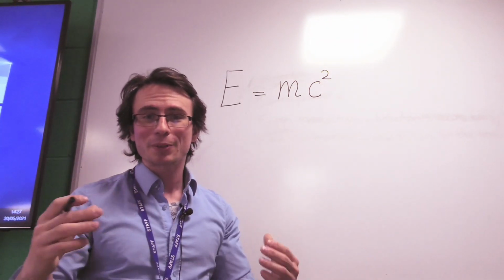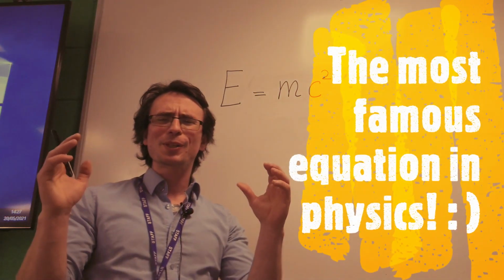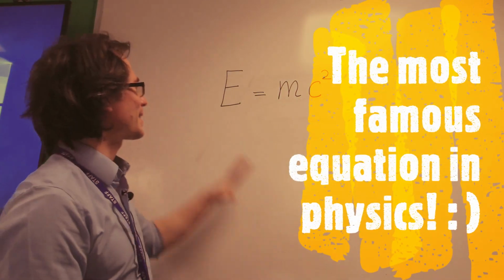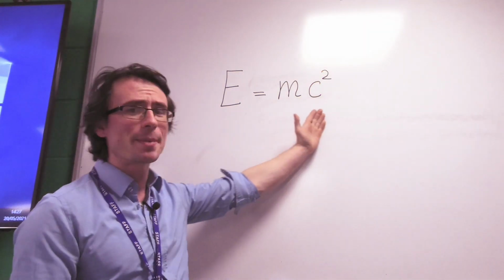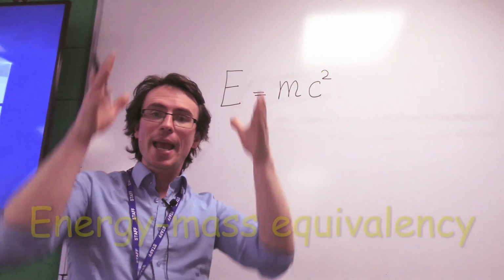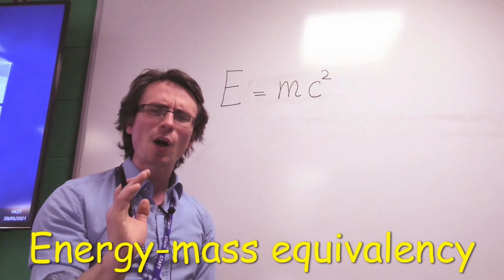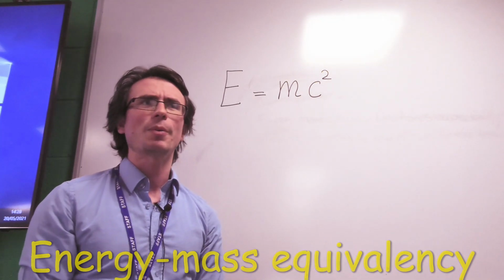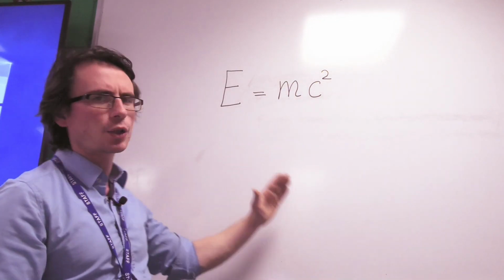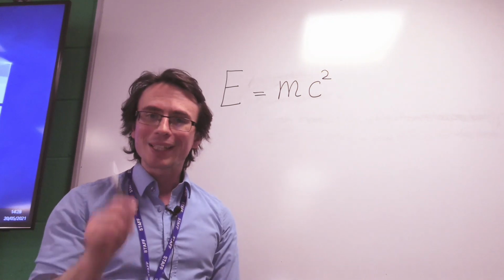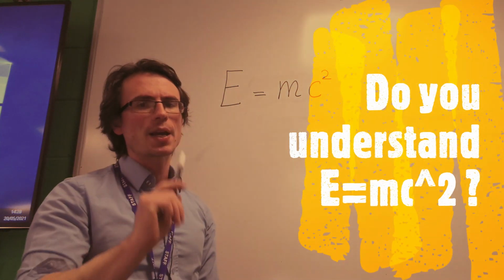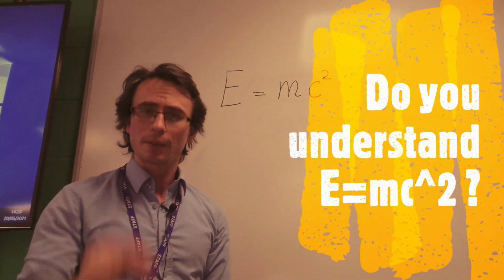What we're going to be talking about today is the most famous equation in the history of physics, namely that E is equal to mc squared, the energy mass equivalency. There is an incredibly common misconception about this equation that I would really like to address with this video. Now let's see, do you understand E is equal to mc squared?